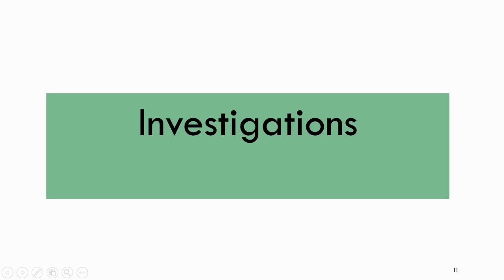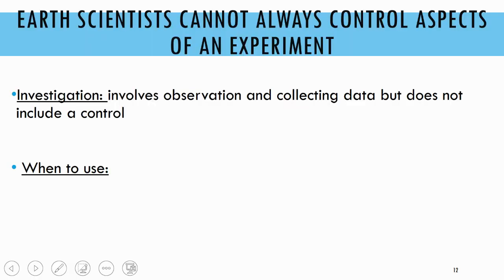Next, we have investigations. Investigations are used when scientists cannot control aspects of an experiment. An example would be not being able to control rainfall or temperature when studying the effects of new fertilizer on fields of corn. An investigation includes observation and collecting data, but it does not include a control. And you will use it when you cannot control aspects of an experiment.